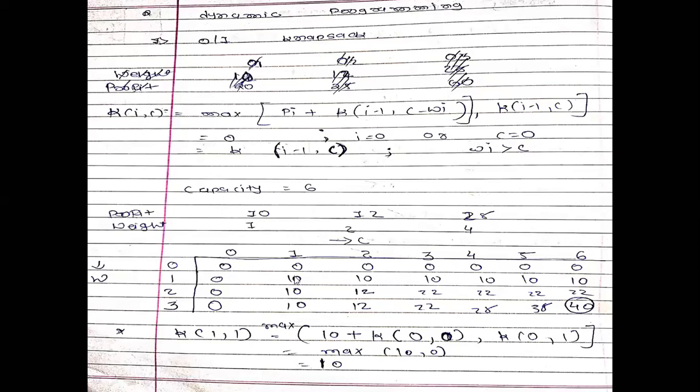Okay. Now let's start. Now the next index is 1, 1. I equals 1 and C equals 1. Again, this is your I and this is your C.